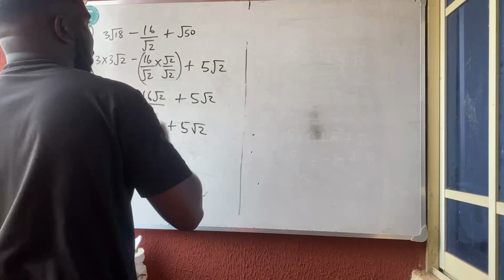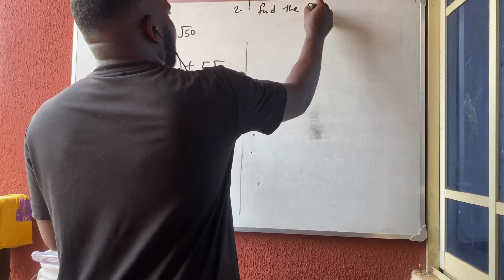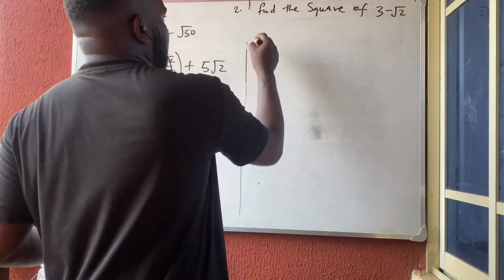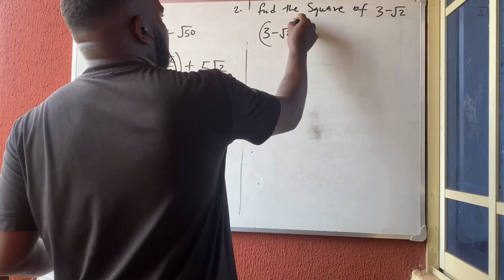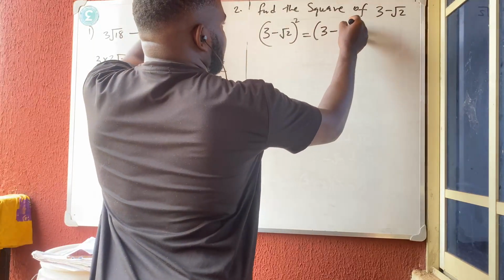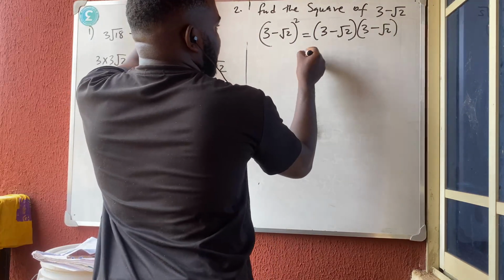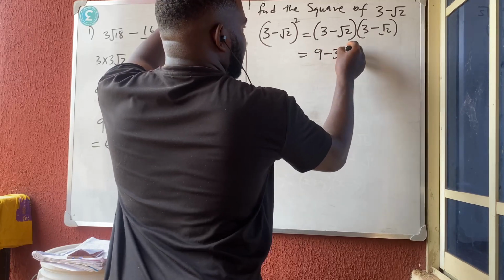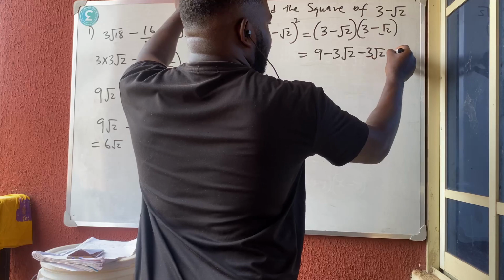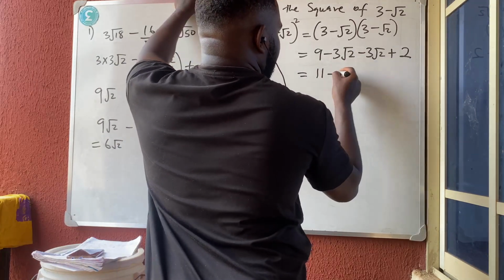The second question, number 2, we're going to solve is: find the square of 3 minus root 2. The square of 3 minus root 2 means 3 minus root 2 all squared. Now there is something I normally tell students. You can solve it like this: 3 minus root 2 and 3 minus root 2. I'm not putting plus here because this thing is squared. Square means that thing times itself. So 3 times this, 9. 3 times this, minus 3 root 2. Minus root 2 times this, minus 3 root 2. Minus times minus is plus, root 2 times root 2 is ordinary 2. So this plus this is 11, minus 3 root 2 minus 3 root 2, minus 6 root 2.